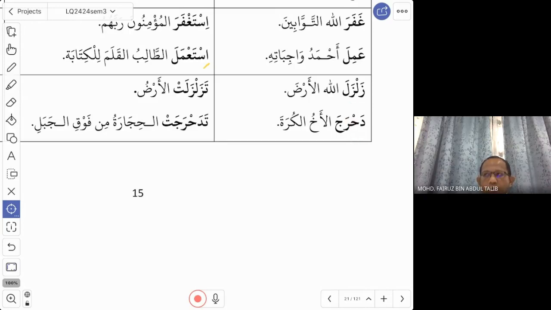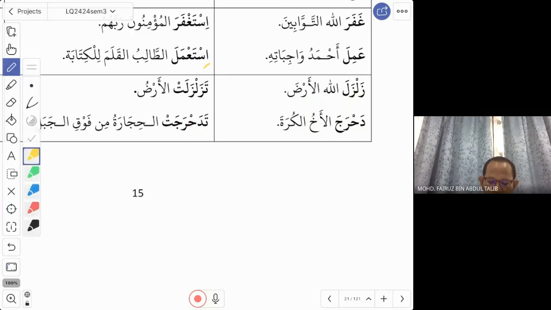Zalzala means to shake, to make it tremble, to have an earthquake. Zalzalallahu al-arda. Allah shook the earth. Allah made the earth tremble. So that is the meaning of zalzala. Now, from the fi'l zalzala, it can be transformed to tazalzala.